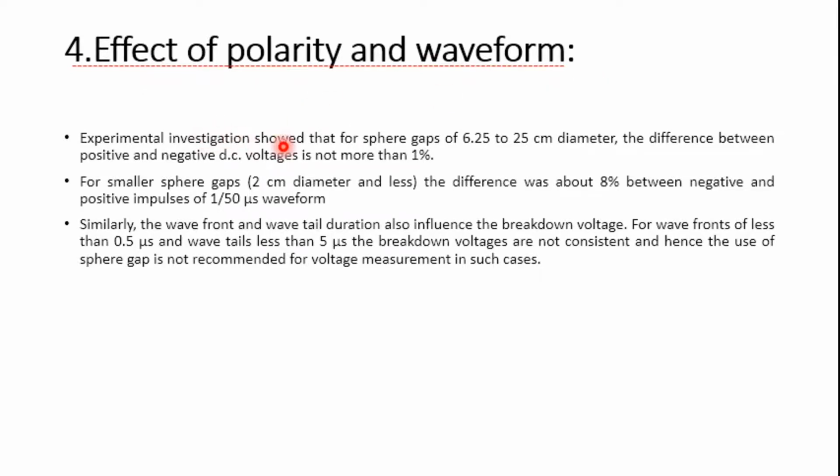Experimental investigations have shown that for 6.25 to 25 centimeter, which are the general diameters of the standard spheres used for experimental purposes, the difference between the positive and the negative DC voltage is not more than 1%, as we plotted in the previous concept for the positive and negative polarity. For the smaller sphere gaps, the difference is about 8% between the negative and the positive impulses of the 1/50 microsecond waveform.